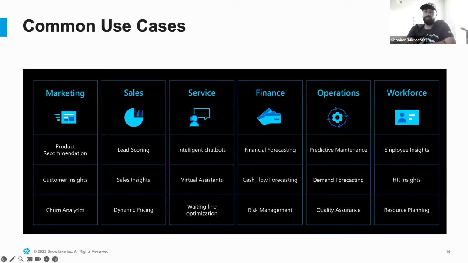It can also be easily deployed with things like an intelligent chatbot, right? That can be used in both service and industries like workforce, where people can chat with it and get information or do certain actions based on a particular chat. For the finance industry, it can do things like forecasting for different cash flows and financial processes. For operations, it's basically supply chain, predictive maintenance, demand forecasting, etc. So we see that across different business units and industries, Gen AI could play a huge role in transforming how businesses operate.